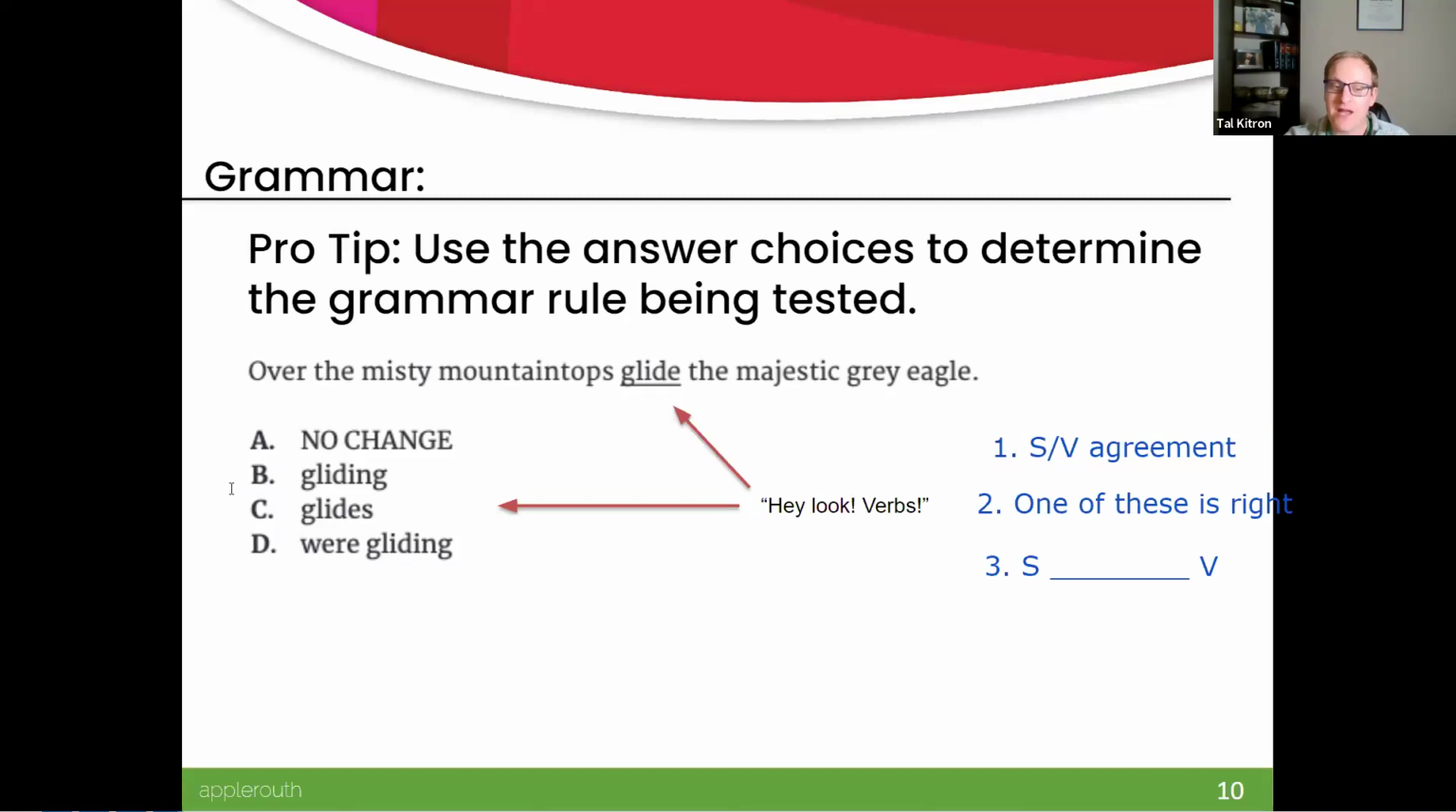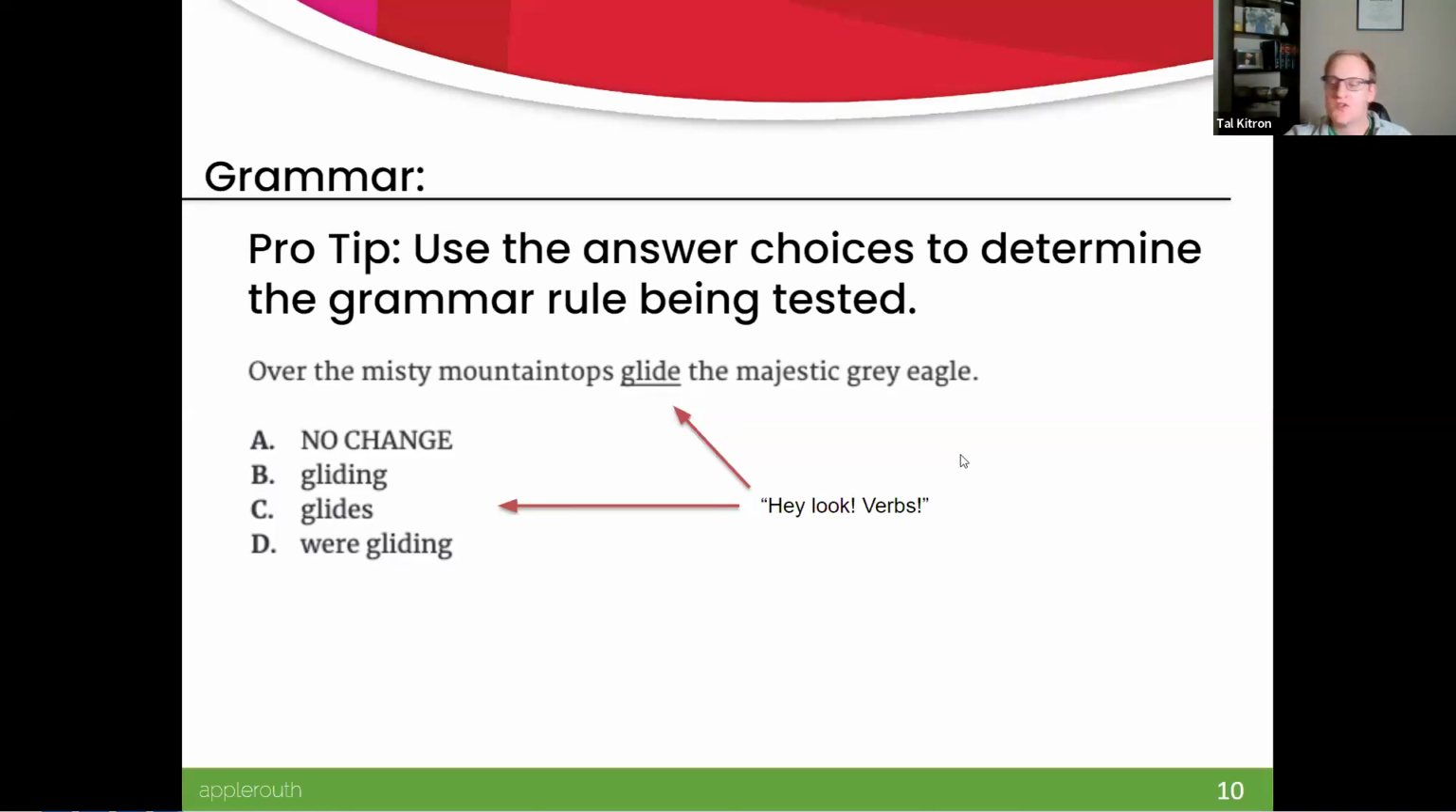Either way, if we're down to A and C and thinking about it like that, we think, okay, who or what is gliding? Not the mountaintops, it's the eagle. The eagle is an it, not a they. Therefore, we say it glide? No, it glides. Our answer is C, over the mountaintops glides the great eagle.